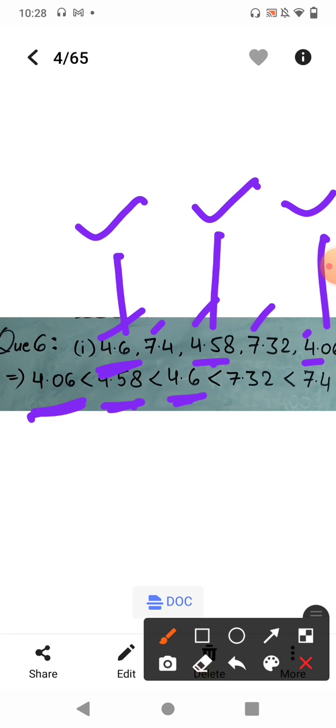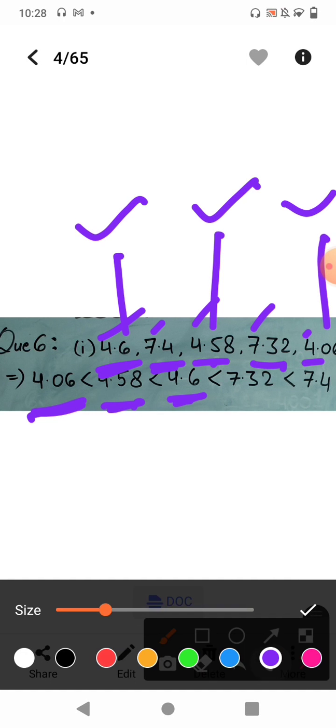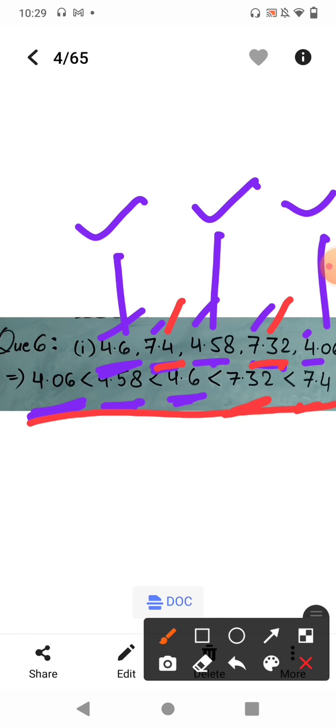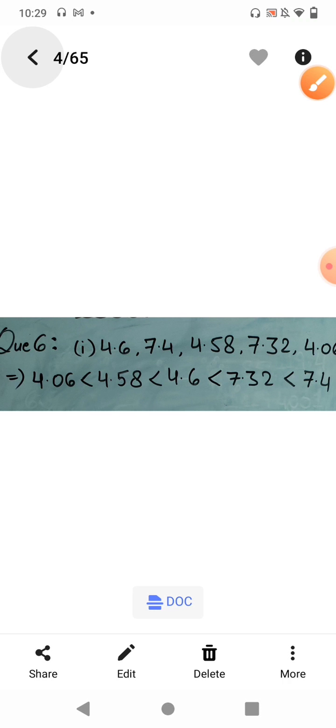Now which are left here? 7.4 is left and 7.32 is left. In 7.4 and 7.32 the whole number parts are the same. So we'll compare the tenth places. There is 3, there is 2. So the smaller is 7.32. So first we are writing 7.32 and then 7.4. So now these are arranged in ascending order, and if we need to arrange them into descending order, we will write from biggest to smallest.